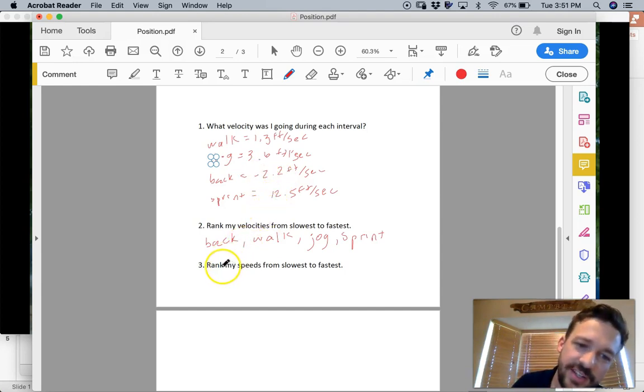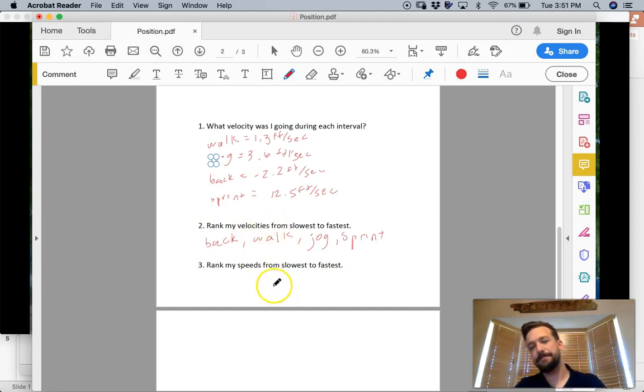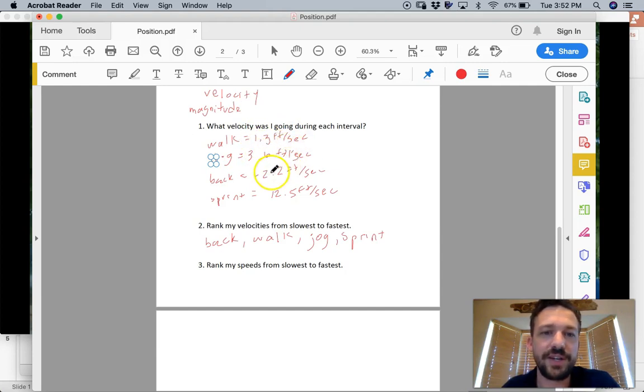Okay? Now, here's the difference. Now I need to rank my speeds from slowest to fastest. There's a difference between velocity and speed. Velocity, and here I'm going to write this down. You should definitely write this down. Velocity is the magnitude of how fast you're going, like 1.3 feet per second, 3.6 feet per second, 2.2 feet per second. That's what magnitude means. And then velocity also includes direction. That would be your positive or negative. Now speed doesn't include direction. All it is is magnitude.